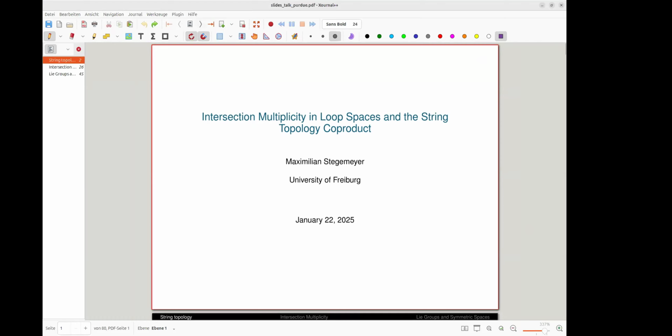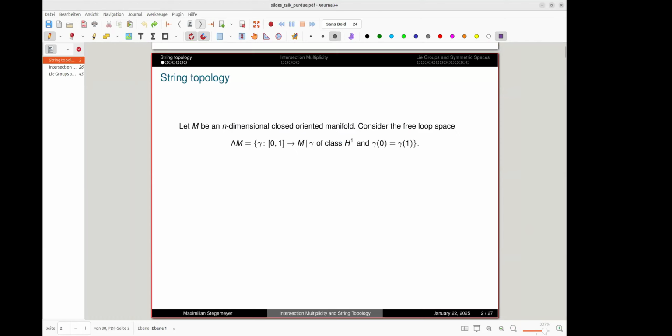So first, I want to say on the next slide what string topology is, although I assume that people have heard many talks about this. And then I will explain what I will speak about in this talk. In the setup that I'm considering, we consider closed oriented manifolds, and then the free loop space Lambda M. So these are all curves in M that close up.